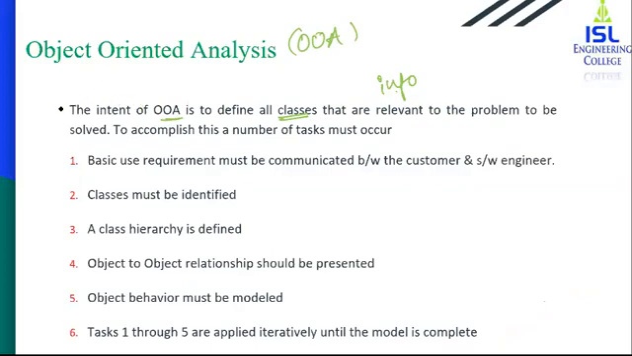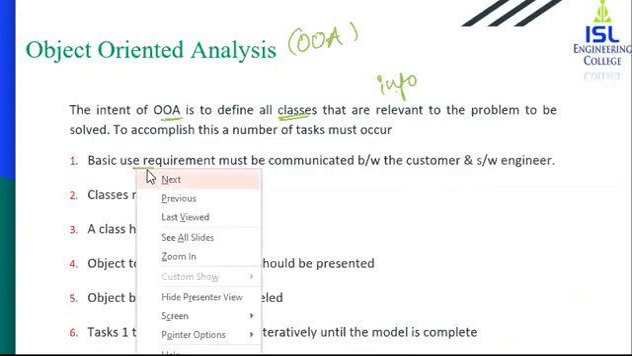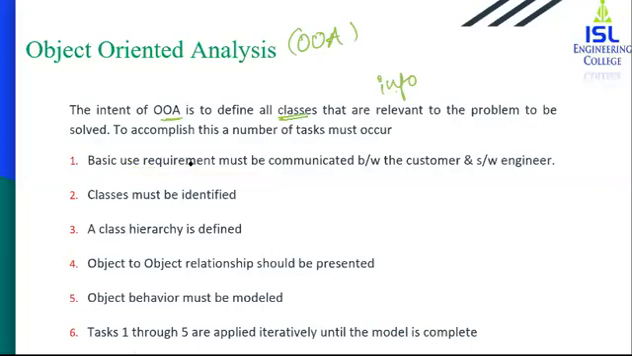Now to perform this task, you're going to have a number of steps that need to be followed. The first step is that the basic user requirement must be communicated between the customer and the software engineer. So you need to identify that user requirement. That user requirement can be identified by communication, which is done between two people, your stakeholders and end users. When there is communication between stakeholders and end users, you get to know the basic requirement.